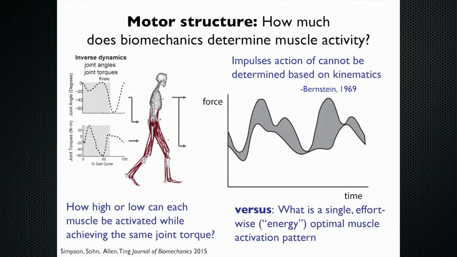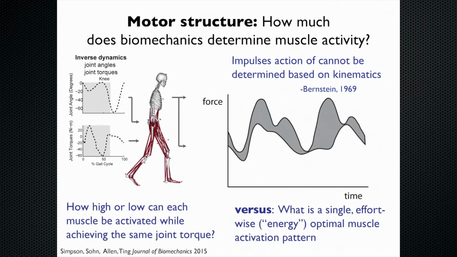Typically what happens is we take these measured activities, put it through some kind of energy optimal cost function to determine muscle activity. But it doesn't say how much my muscle activity could differ from that optimal. And in fact, when we take data, we actually see that people do differ.